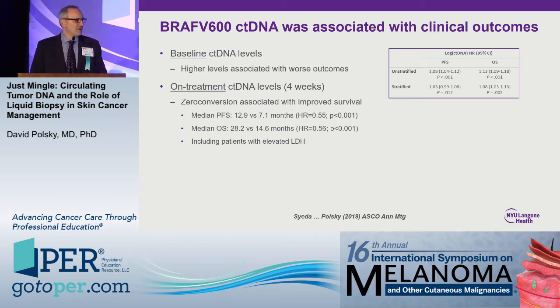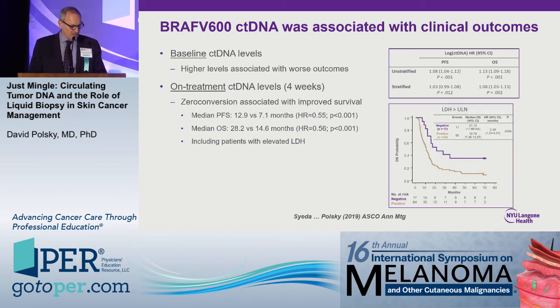We looked at what's called zero conversion, going from detectable pretreatment to undetectable. And if you could become undetectable, you had nearly doubling of your survival. Median PFS was nearly 13 months if you went to 0 at 4 weeks versus 7 months if you had residual DNA detected, with a hazard ratio of 0.55, I think pretty respectable. And also for OS, there's a doubling of their survival if they cleared their DNA at 4 weeks. And this also included patients with elevated LDH.